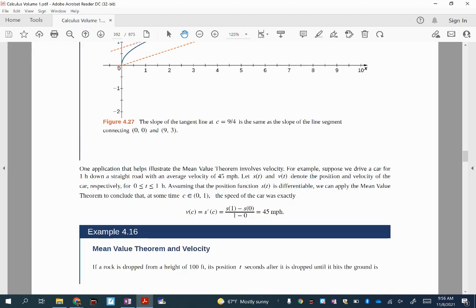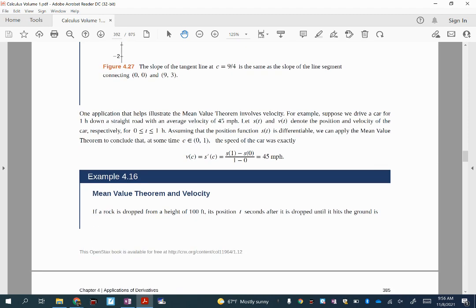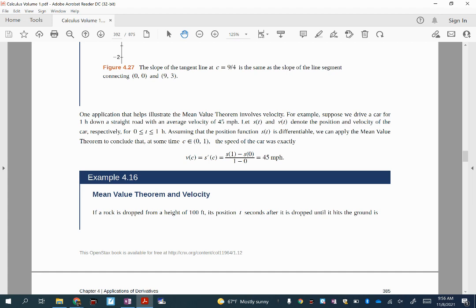It says, one application that helps illustrate the mean value theorem involves velocity. For example, suppose we drive a car for 1 hour down a straight road with an average velocity of 45 miles an hour. So if any of you are drivers out there, you're looking at your speedometer and your average velocity for that hour is 45 miles an hour. It doesn't mean that you were driving 45 miles an hour the entire time, okay?